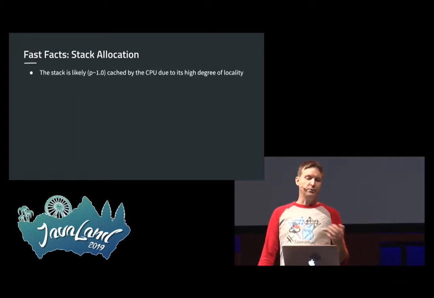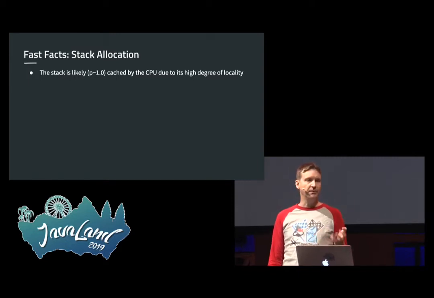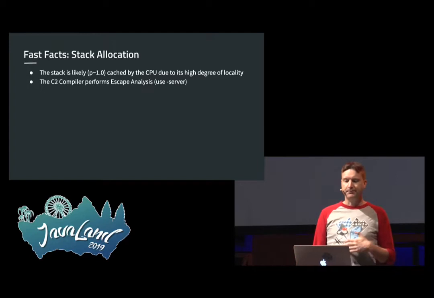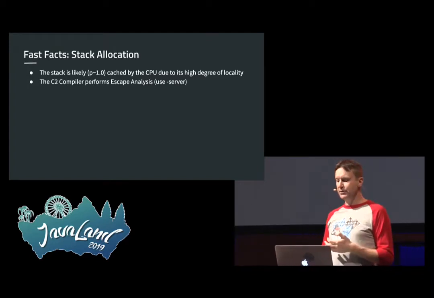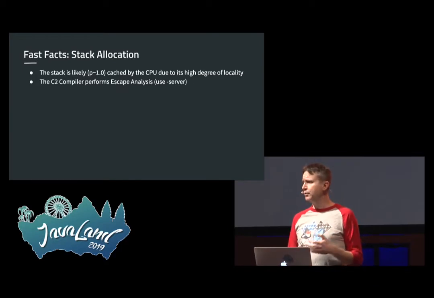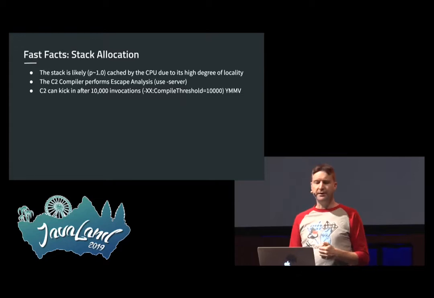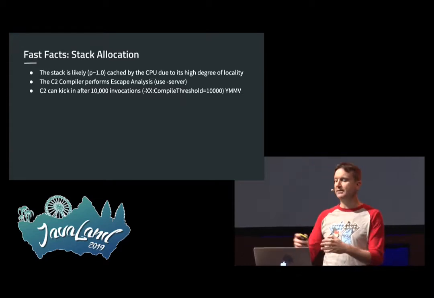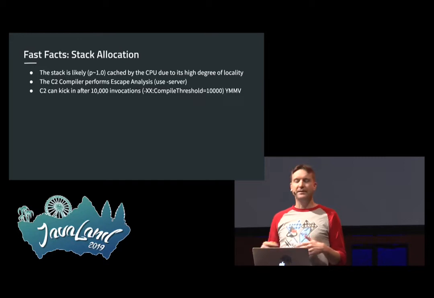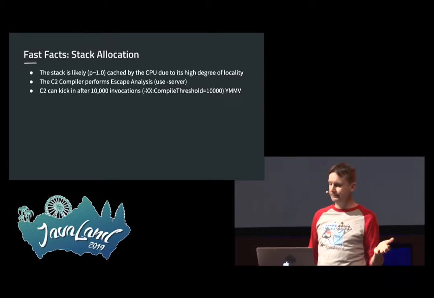Okay, the good thing with stacks is that the probability is always 100% that the stack is in the CPU cache, so it's always very fast. And it's the C2, as I mentioned, the C2 compiler performs escape analysis, so make sure to run in server mode if you want to take benefit from this. Usually the C2 kicks in after 10,000 invocations, but you can set that. This is a big question mark, when it kicks in, and it's out of the scope of this presentation, but usually it's 10,000 invocations.